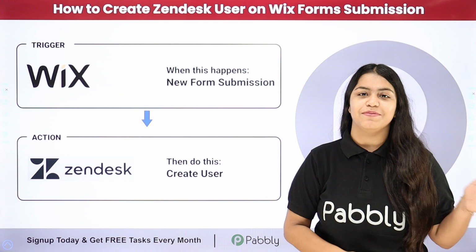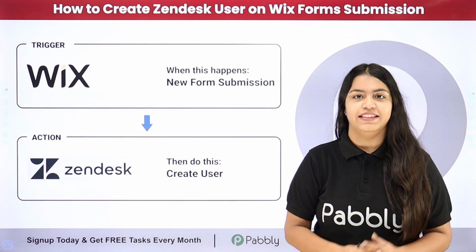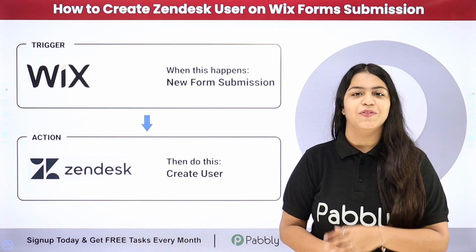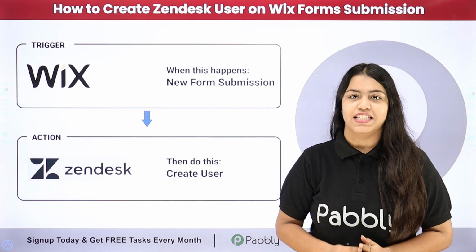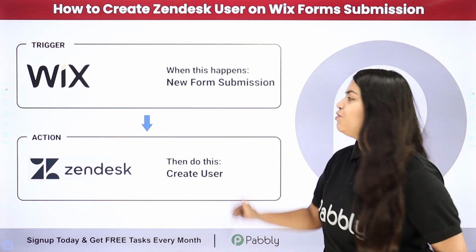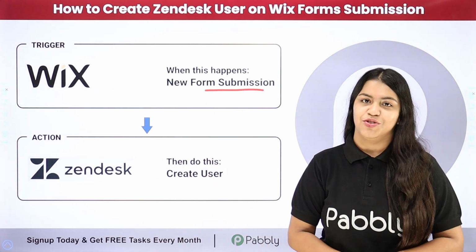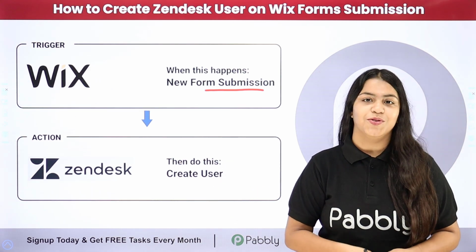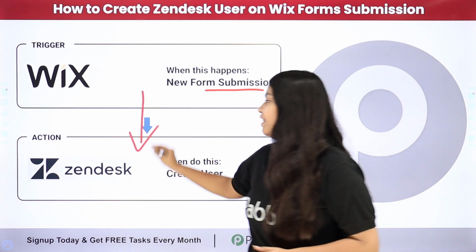So here I'm a customer support manager of a company, and we use Wix Forms to collect the inquiries and the feedbacks of our customers. Also, we use Zendesk to manage the support tickets. So now what I want is that as soon as we receive a new form submission from a Wix form, automatically, with the help of the same form submission details, a new user should be created in my Zendesk account too. So to do this, we are going to create a connection between Wix Forms and Zendesk.